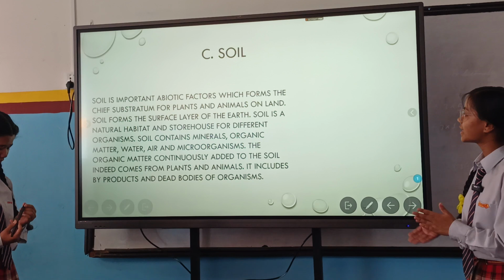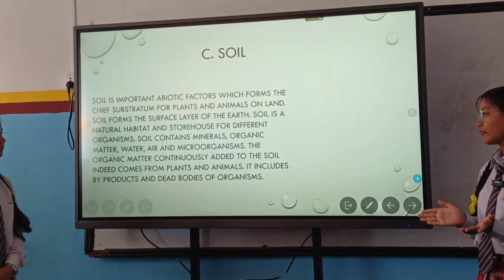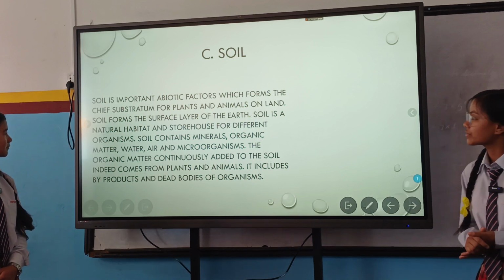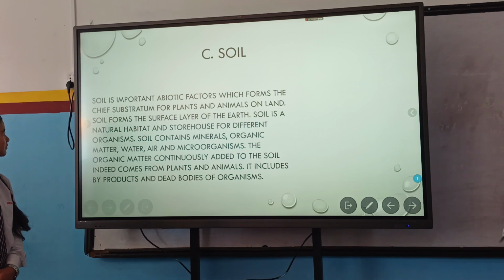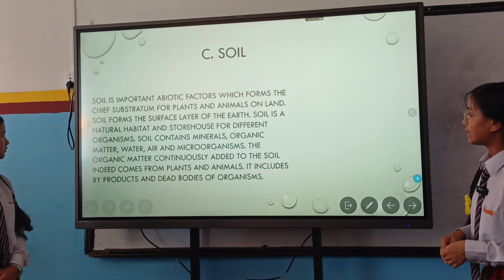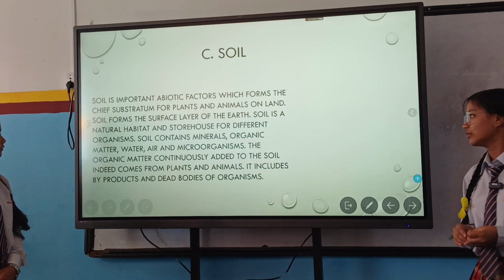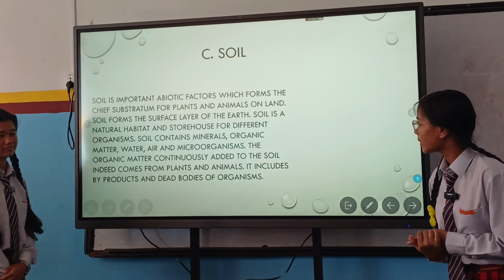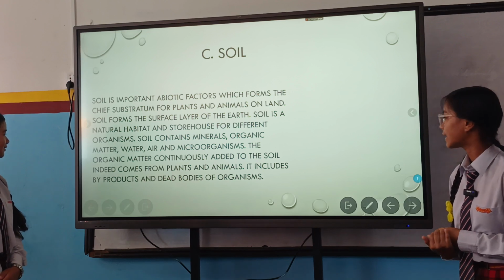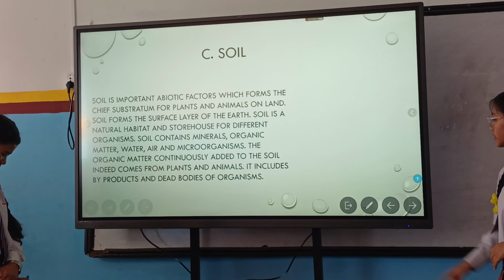all plants require soil for their proper growth. Without soil, there is no life of plants, and soil forms the surface layer of the earth. Soil is a natural habitat and storehouse for different kinds of microorganisms and organisms. It contains organic matter, minerals, and air. The organic matter continuously added to the soil comes from plants and animals. It includes byproducts and dead bodies of organisms.